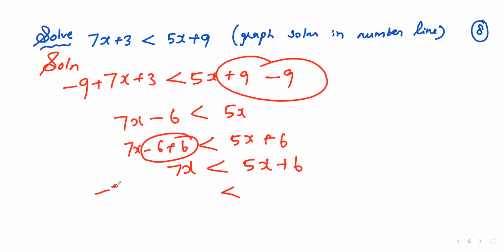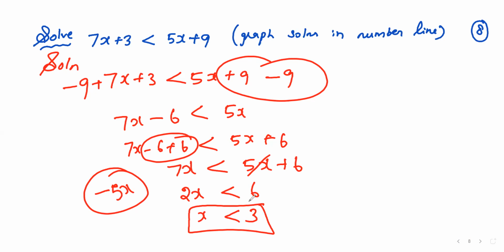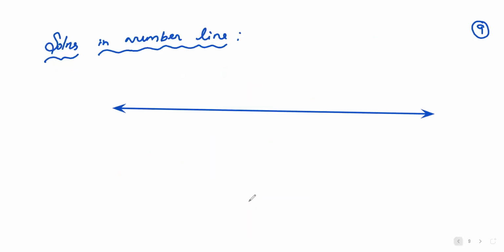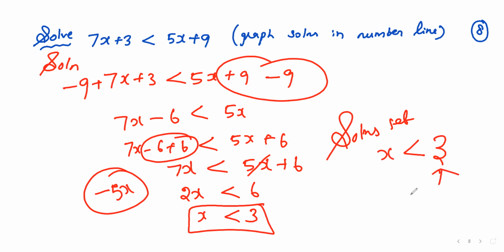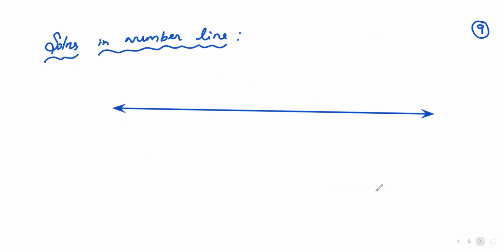Okay, now both sides minus 5x. So this side will come 2x. This 5x will become cancelled, just 6, and x should be less than 3. How to draw the solutions on a graph? What's your solution set actually? Your x should be less than 3. 3 is not included. What are the numbers less than 3? Those are all your answers, right? This is 0, 1, 2, 3, and so on till infinity. This side minus 1.